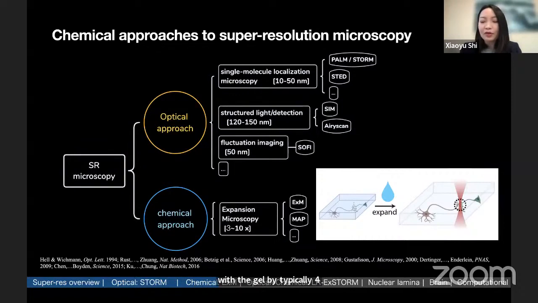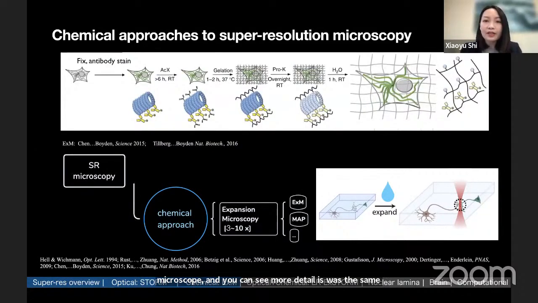So you end up with a much larger sample on your microscope, and you can see more details with the same diffraction-limited resolution. But it's non-trivial to achieve uniform expansion. We definitely want to keep the relative spatial relationship of proteins or organelles after expansion. Otherwise, we lose the point if we introduce distortions or artifacts into the structures. To make sure that the expansion is isotropic in the cell, we have these several steps.